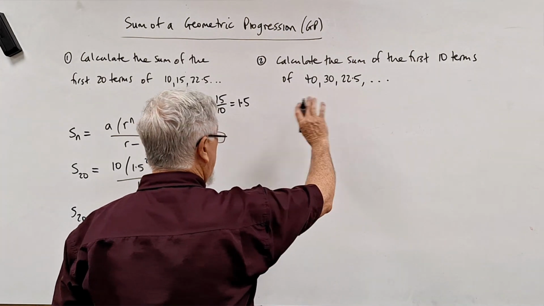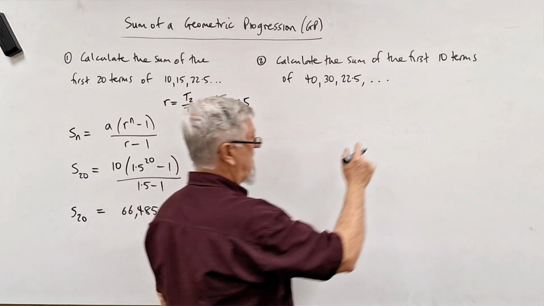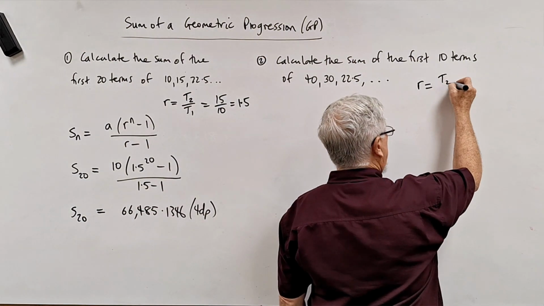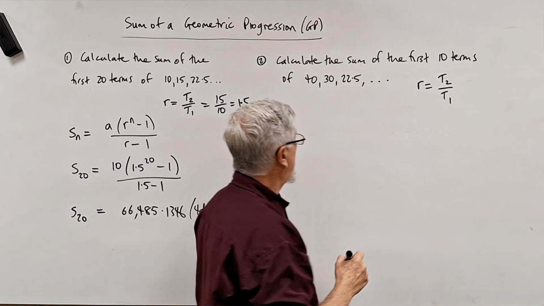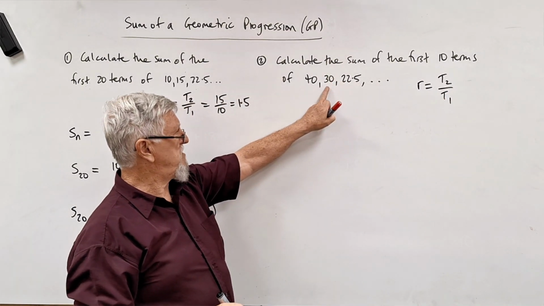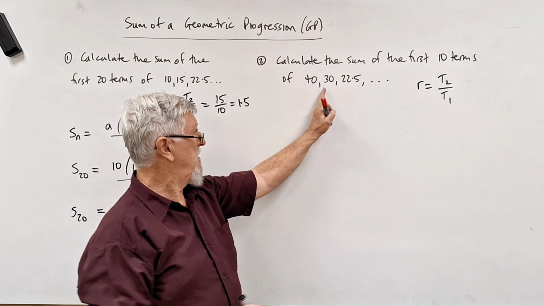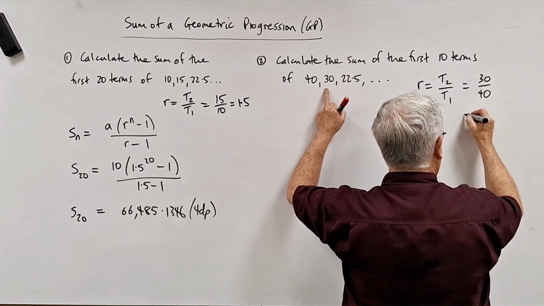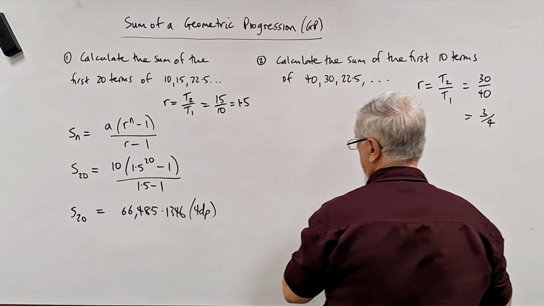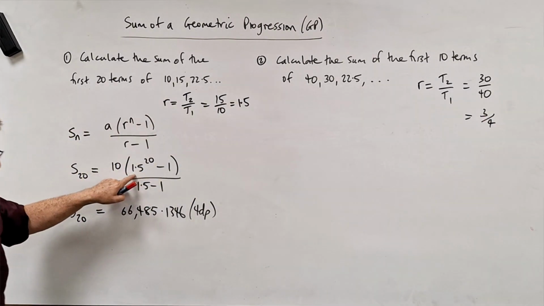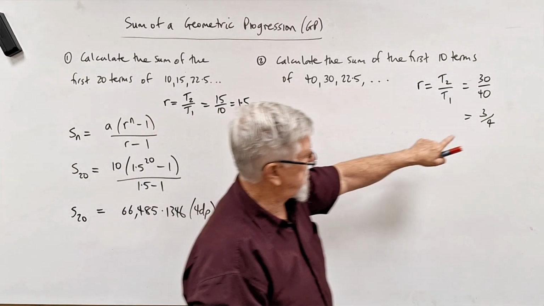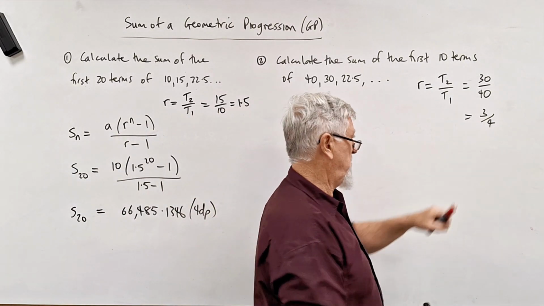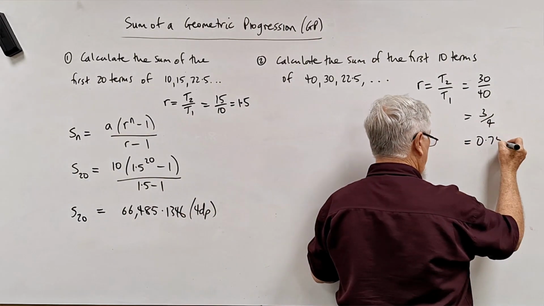Now, what I've done another one for is what's going on with the R in this case. So second term divided by the first term. I could go third term divided by the second term, but it doesn't look as nice. So second term, which is 30, divided by the first term with 40, so we've got 3/4. Now, over here I left it as 1.5. And this one I've written as 3/4. It's up to you which one you prefer. So if I wanted to, I could go 0.75.